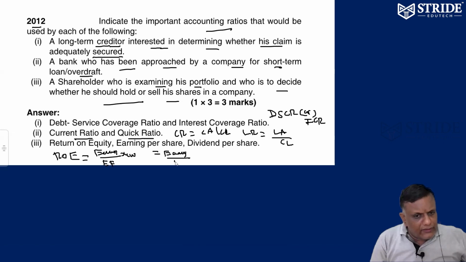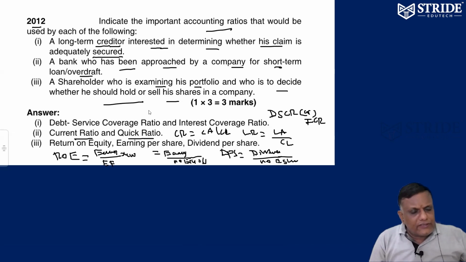Number 2 factor I'm looking for is earnings per share, EPS. EPS is equivalent to earnings by number of equity shares outstanding. Number 3, DPS, dividend per share. That is equivalent to total dividend by number of equity shares. So as a shareholder, I'm interested to know about ROE, earnings per share, and the dividend per share for the company.